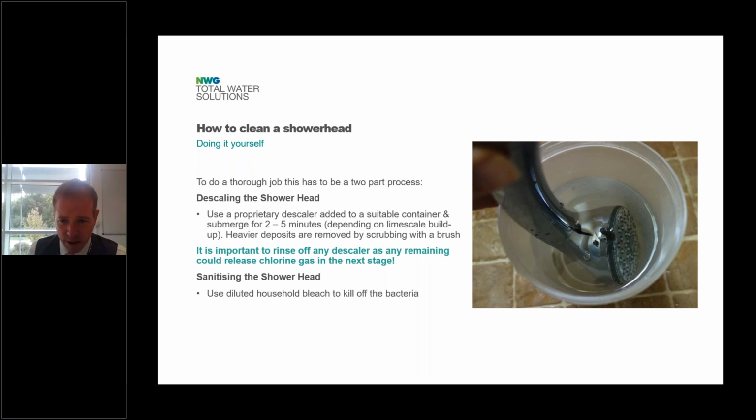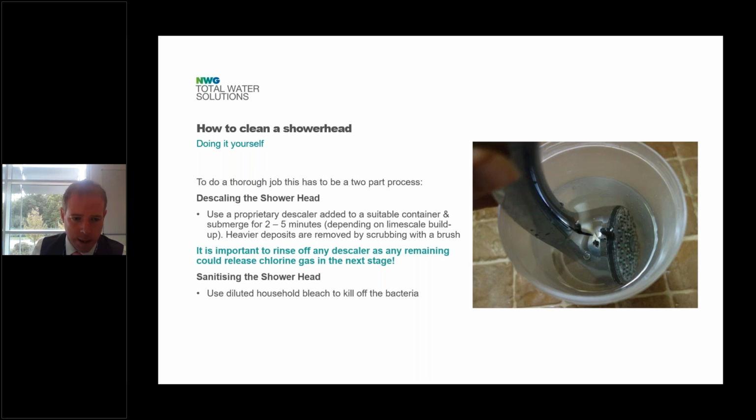You can see it going on, and it's quite interesting to see all the chemicals dissolving the limescale. You see it all bubbling away there. You can see it going off. And again, just use a brush to make sure you're getting into all the nooks and crannies and remove all the limescale physically before you go on to the next stage. Now, I'll put this in capital letters and underline it because it's quite important: the descaler must be rinsed off, okay?